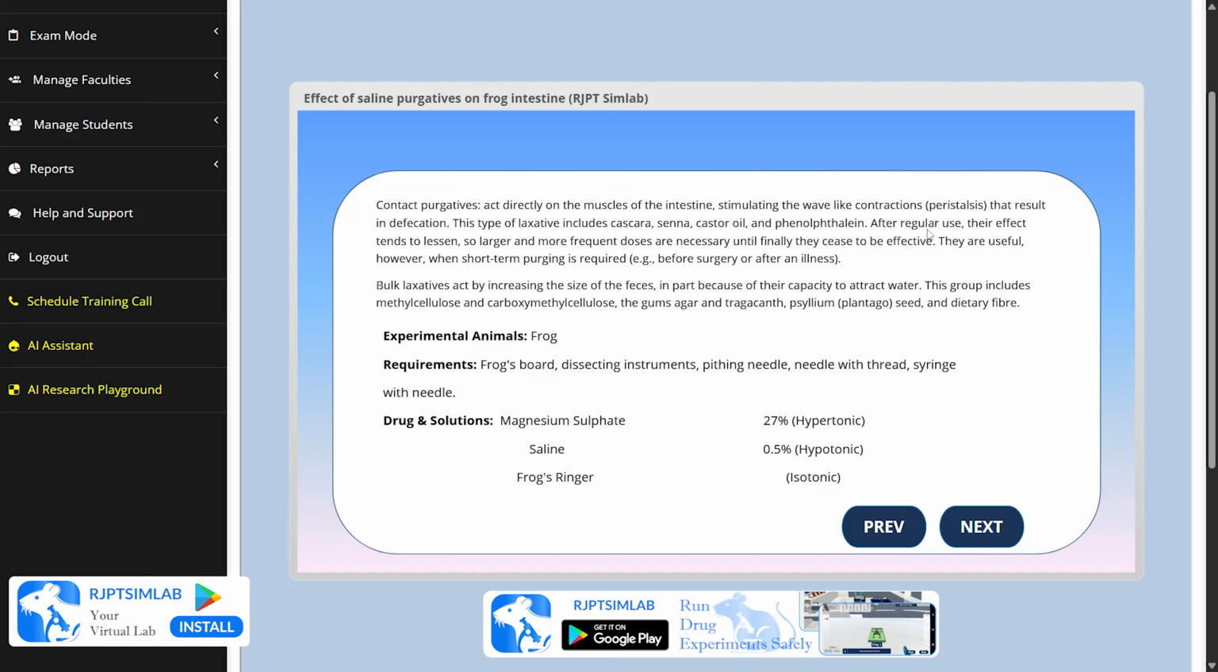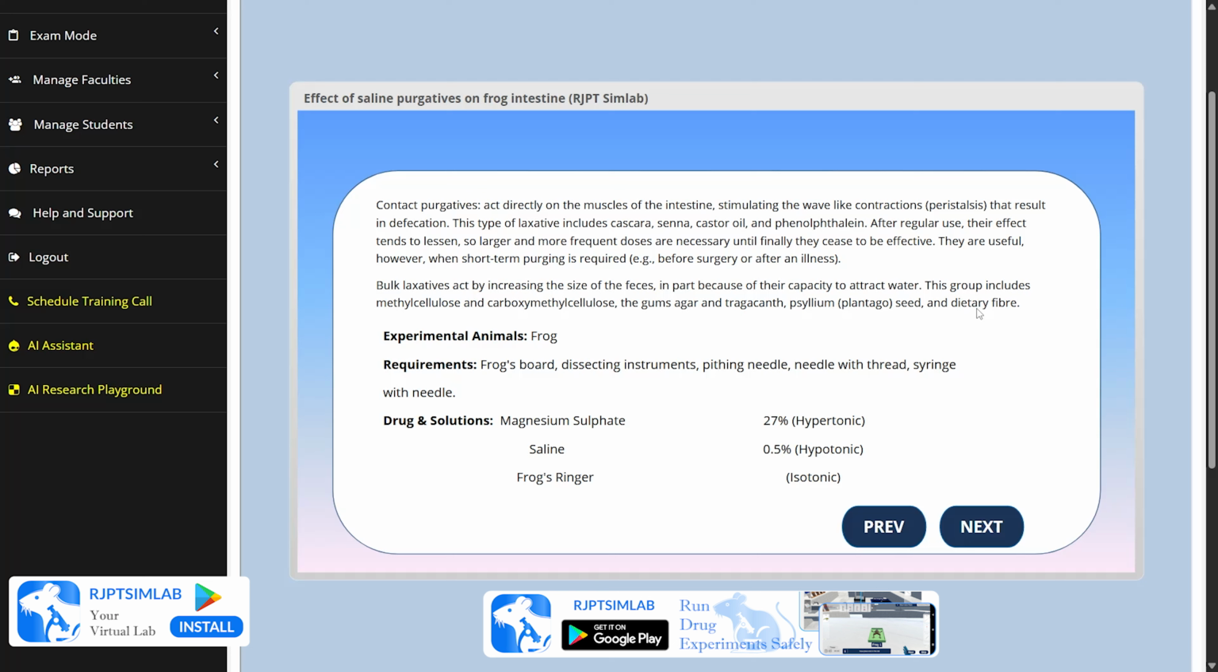Now let's see bulk laxatives. They act by increasing the size of the feces, in part because of their capacity to attract water. This group includes methylcellulose and carboxymethylcellulose, the gums agar and tragacanth, psyllium seed, and dietary fibers. So the bulk laxatives increase the size of the feces. They act on the feces and increase the size, in part because of their water attracting capacity.